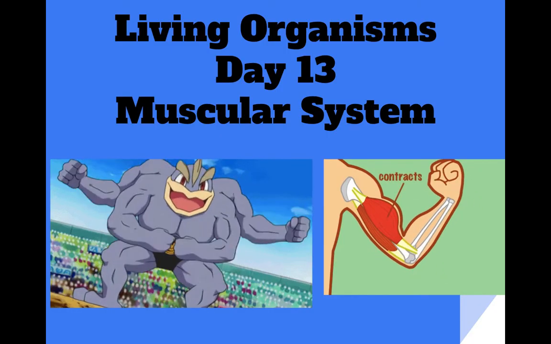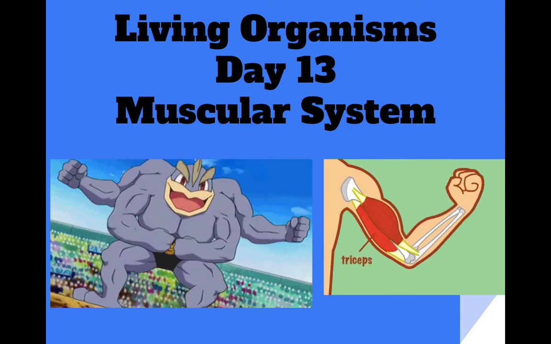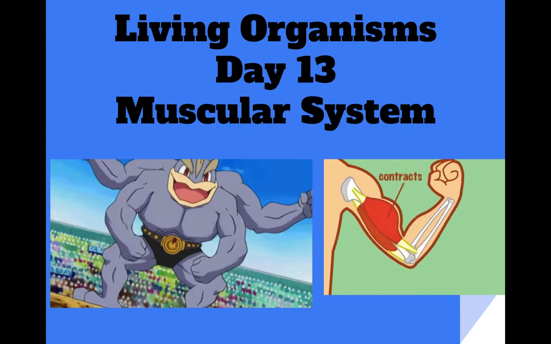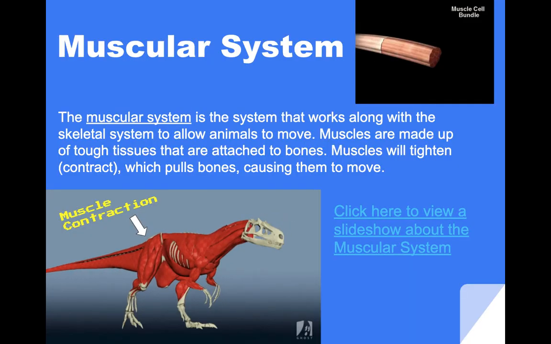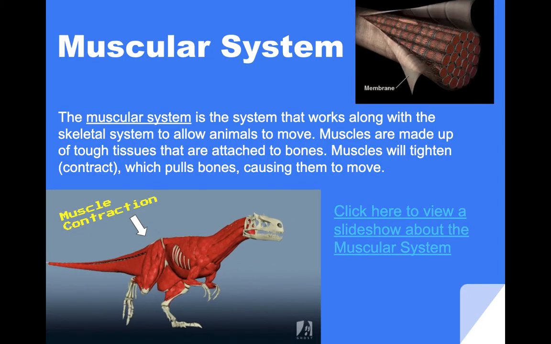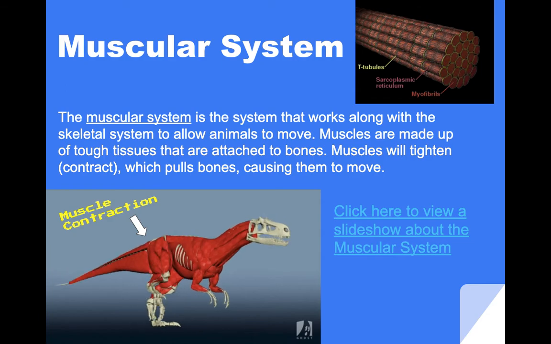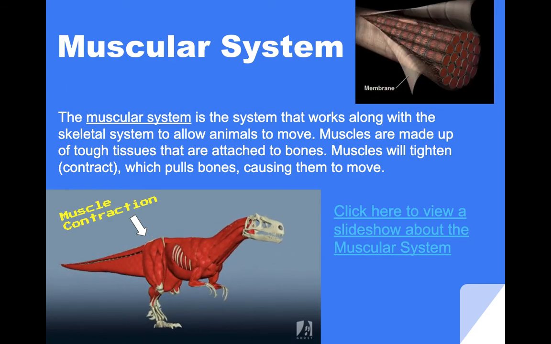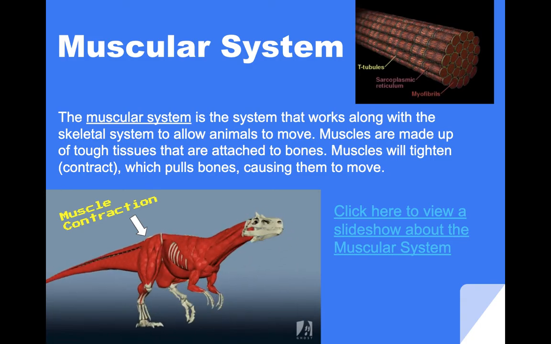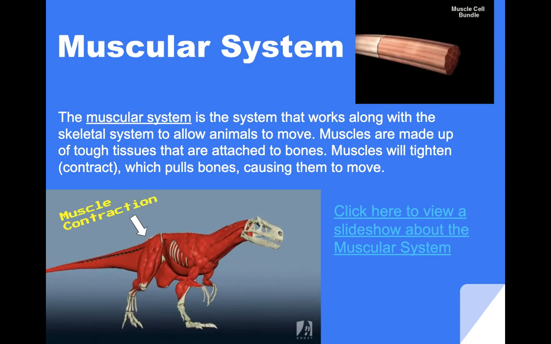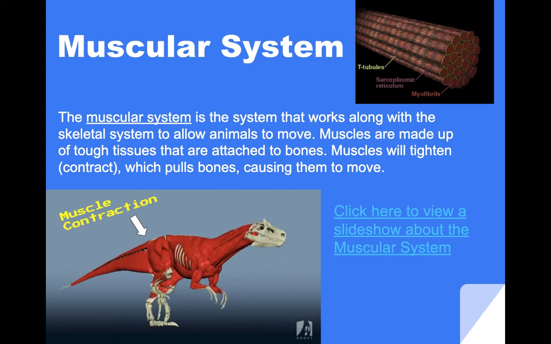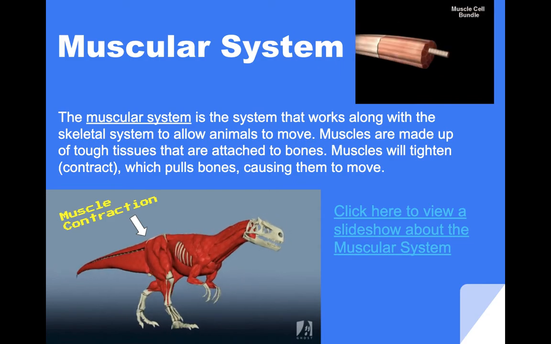Now let's talk about the muscles, because like I said, the muscles and the bones work together. As you see that, is that a Machamp or a Machoke? I think it's a Machamp flexing there, getting ready for a Pokemon battle. So the muscular system is the system that works with the skeletal system to allow animals to move. Muscles are made up of tough tissues that are attached to bones. Muscles will tighten, or it's called contracting when they tighten, and that'll pull the bones, causing them to move. So your brain sends a signal, it makes those muscles contract, and then you're able to move around.